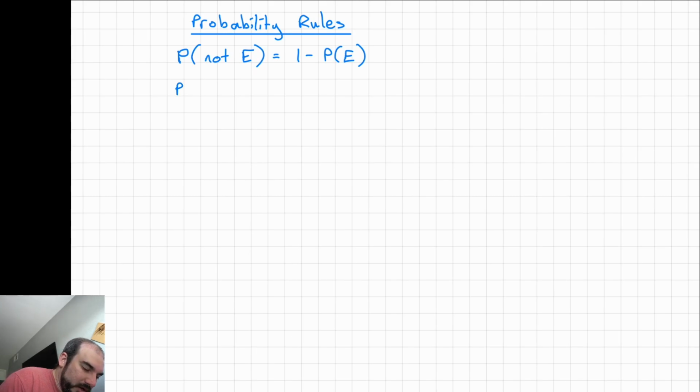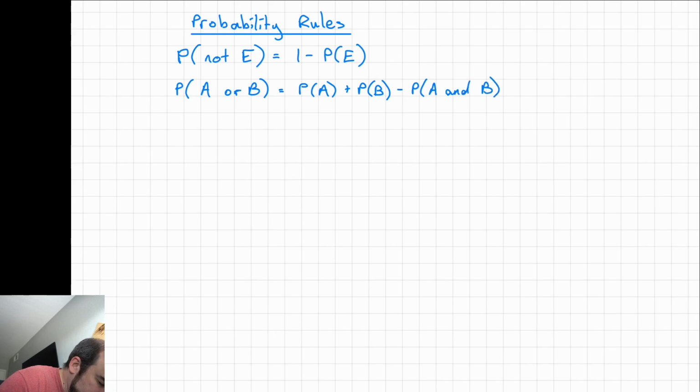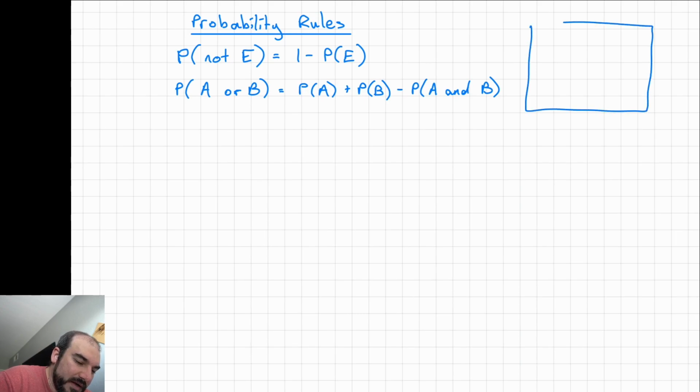The next formula or rule we should have is the probability of A or B. If A and B are events in the sample space, then to do the probability of A or B, we can split this up into probability of A plus probability of B, but we have to be wary of the overlap, which is why we subtract probability of A and B. So if A and B can happen at the same time, then we have to do this subtraction. And this is easiest to see in the form of a Venn diagram.